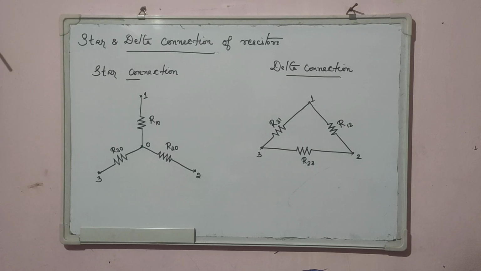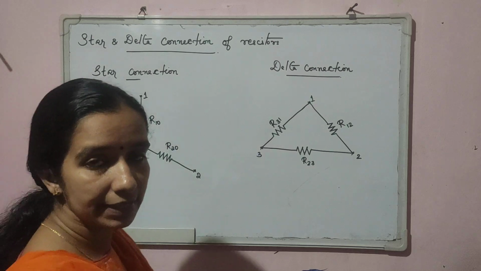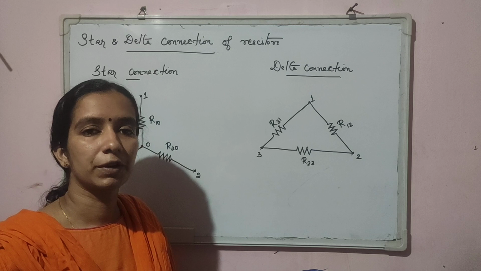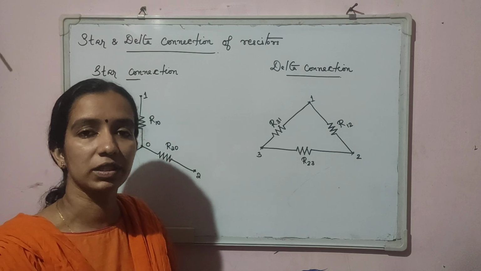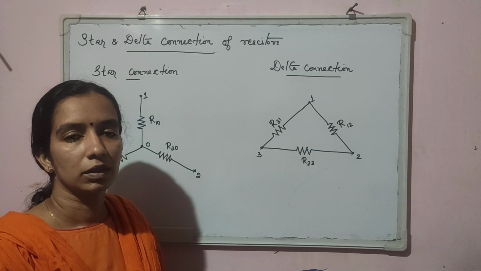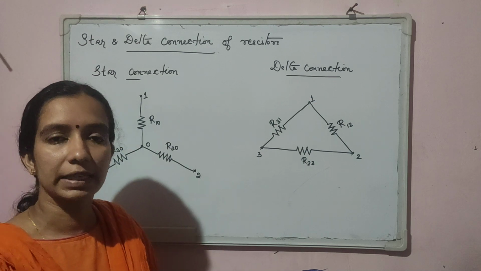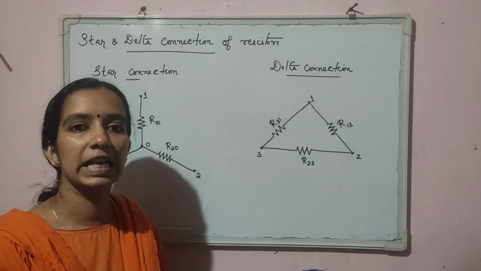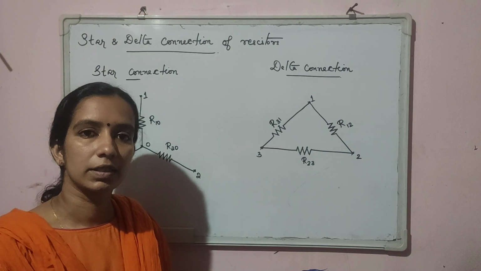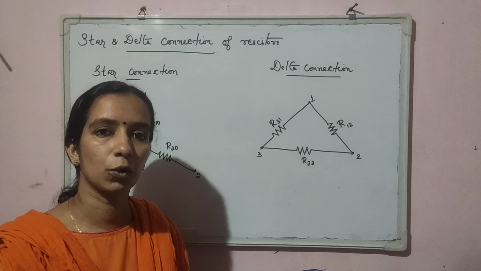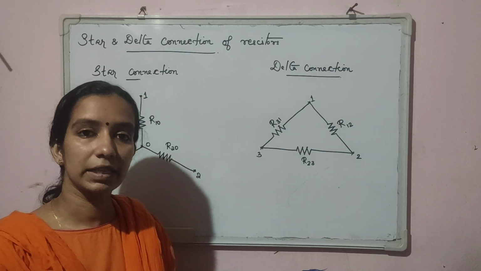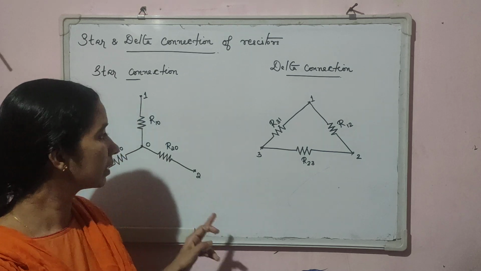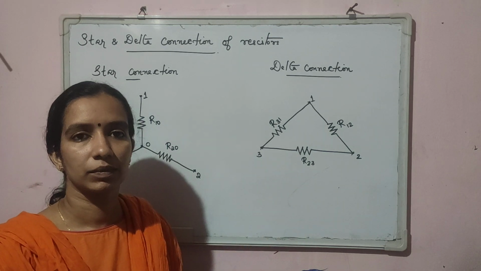Today we will be studying the star and delta connection of resistors and the transformation from star connection to delta connection and vice versa. So let us see the star and delta connection. We have already studied the series and parallel connection of resistors. Resistors can be connected either in series or in parallel. So like series and parallel combination, resistors can also be connected in star or in delta.